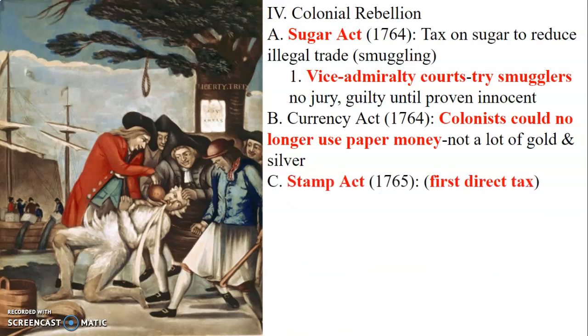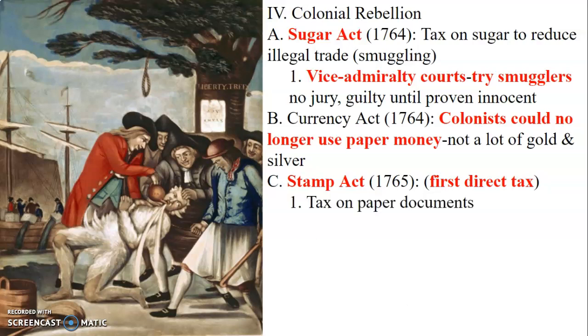We have the Stamp Act of 1765. It was the first direct tax. What do I mean by direct tax? When you guys buy a bag of chips, it costs probably like $1.20, something like that. If the bag of chips is $1, those 20 cents that you pay, the $1.20, that 20 cents is a direct tax. You pay it directly. That's a direct tax that you pay.